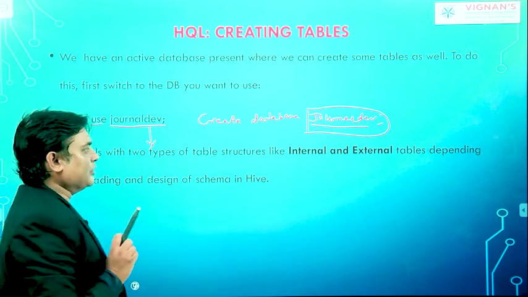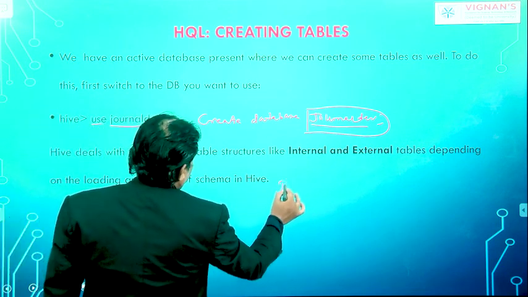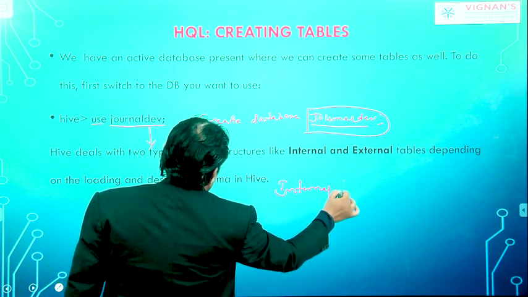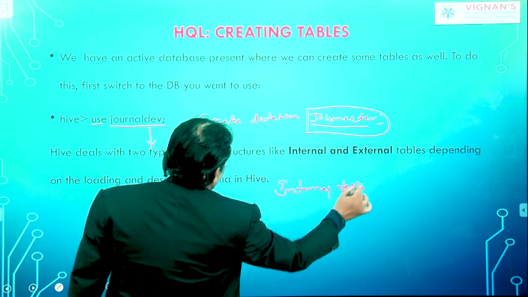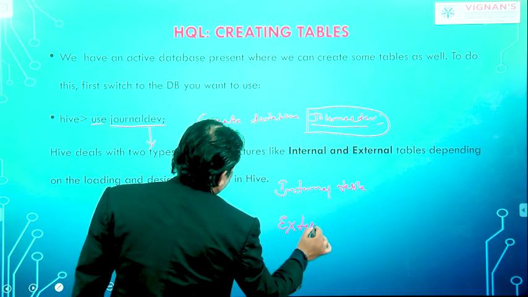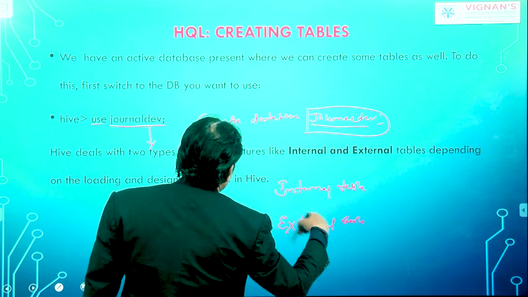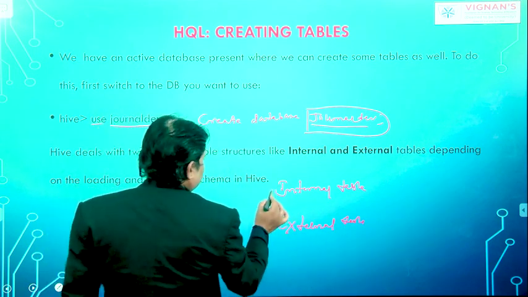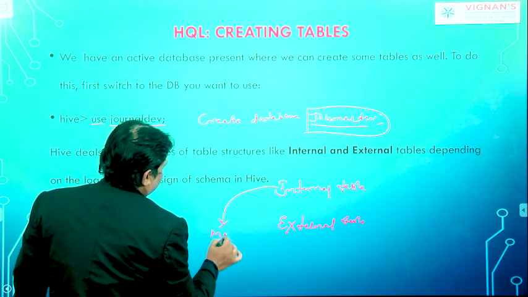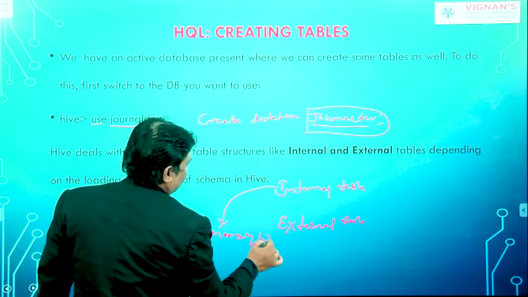In Hive you can find two types of tables. One type is called the internal table, and the second is called the external table. These two tables Hive is going to maintain. Two tables you can find in Hive. The internal table is managed by Hive only. It can be managed by Hive.